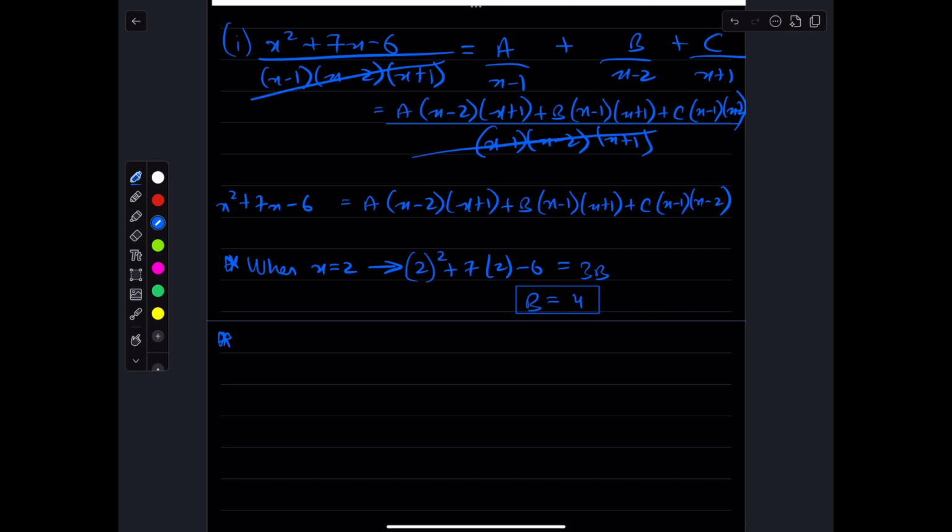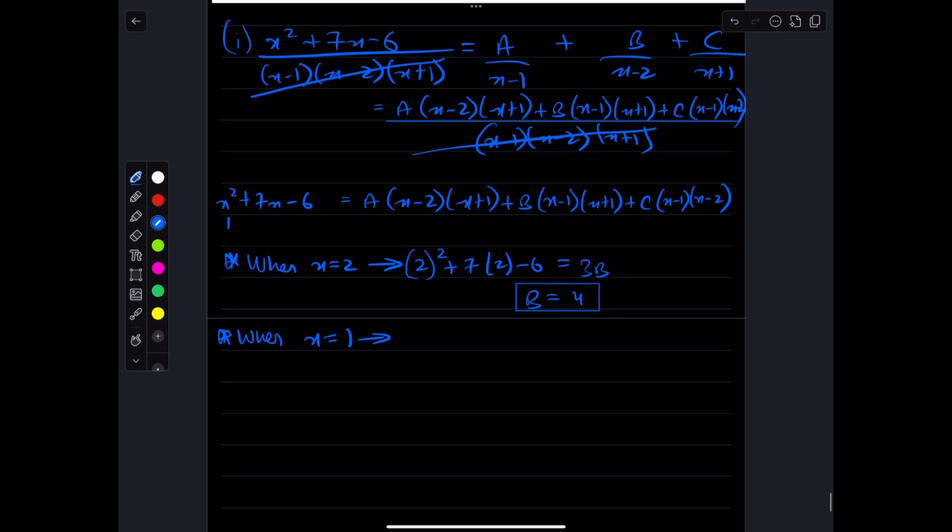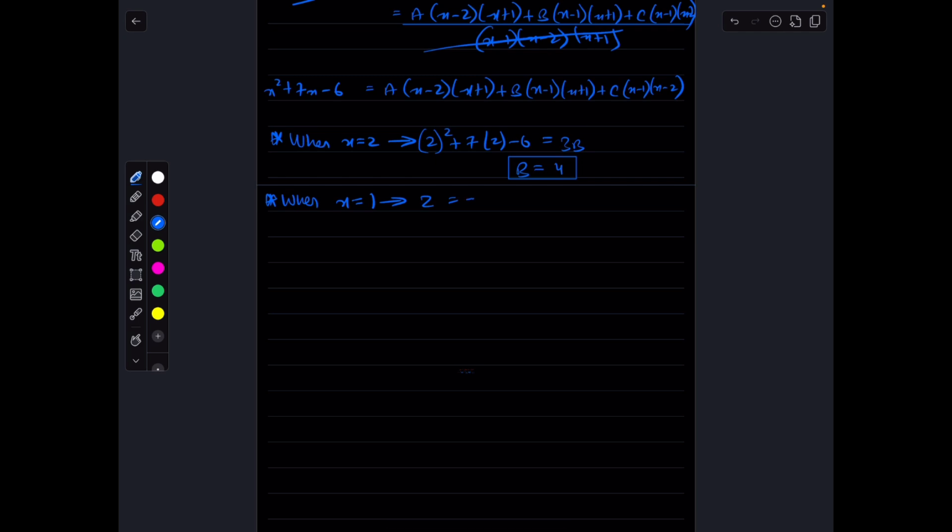Once we found b, let's take the value of x as 1. So when the value of x is 1, what cancels out? First of all, on the left hand side we have 2, and I'm guessing that the right hand side will turn out to be minus 2a after b and c become 0. Alright, and the right hand side turns out to be minus 2a, and thus a is equal to minus 1. When it comes to finding c, x would be minus 1. So we have 0 and 0b. The left hand side is minus 12, and thus we have c is equal to minus 2.